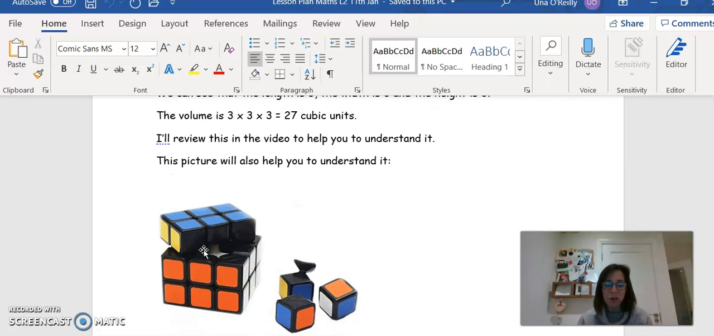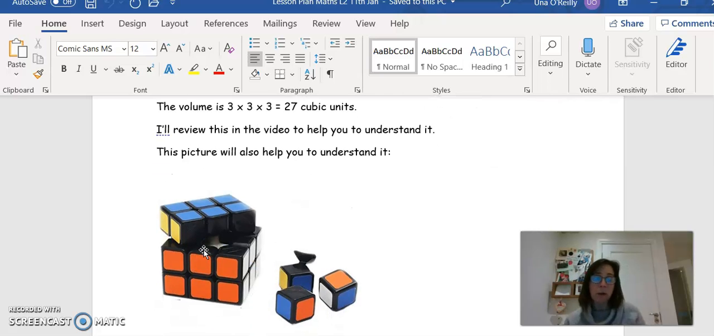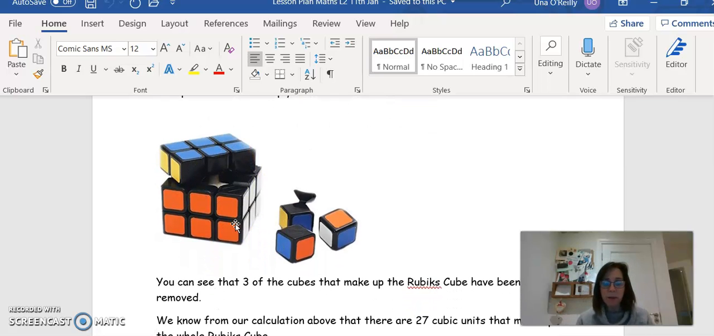And I'll show you on the real Rubik's Cube as well, although I'm not going to take that apart. So here's the Rubik's Cube, and you can see that 3 of the cubes that make up the Rubik's Cube have been removed. Do you see them?